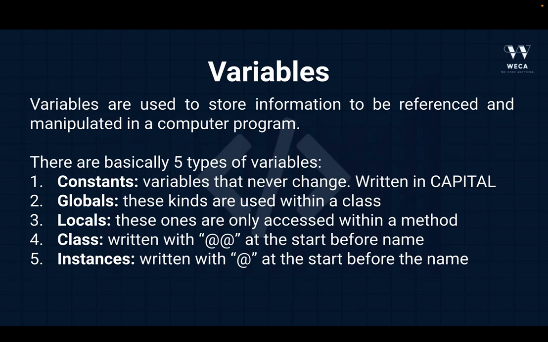Then there are the class variables. The class variables are not so much used, right? But they exist. You start writing them using a double at, and then the instance variables a single at, right? So most likely you'll be making use of the first three, and the last two are not commonly used.